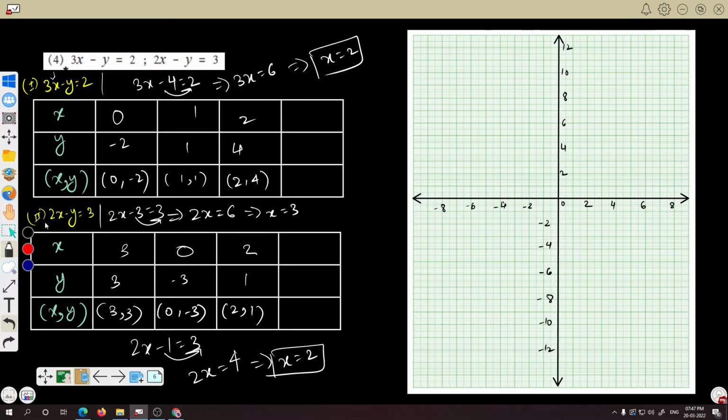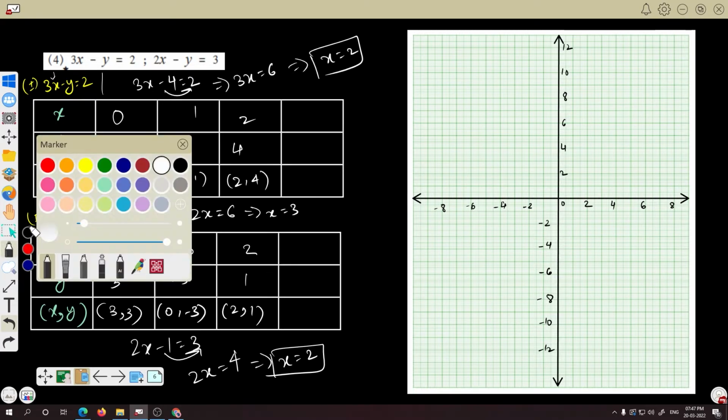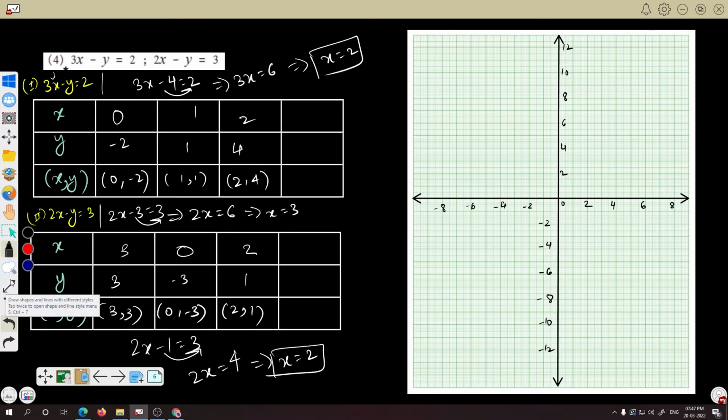So now we have 3 points for both the equations. I can easily plot the graph. So we'll start with the first equation. For the first equation, the first coordinate is 0 comma minus 2. So y coordinate is minus 2. This point exactly at this position, this is 0 comma minus 2.